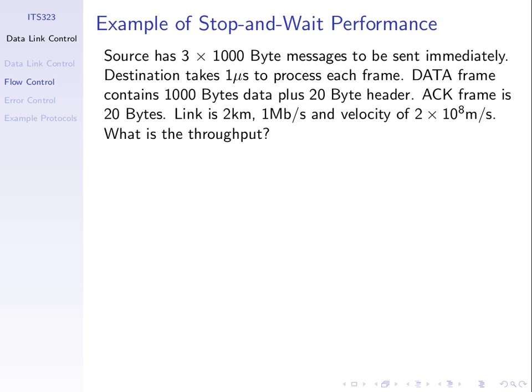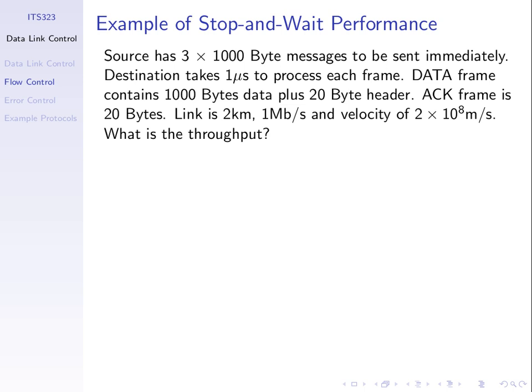We have some information about the link, 2 kilometers, data rate of 1 megabit per second, velocity, so instead of the speed of light, to keep things simple, 2 by 10 to the 8 meters per second. So you can calculate propagation delay. You can calculate frame transmission delay. I tell you that there's a processing delay at the destination of 1 microsecond. There's no other processing or queuing delays, to keep things simple.